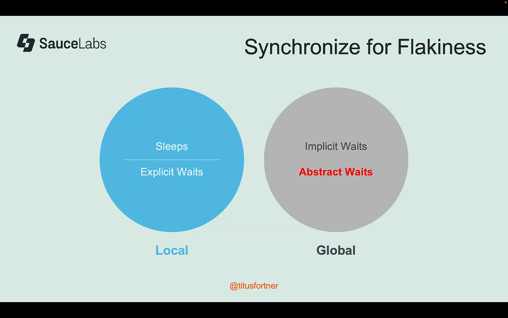So there are 4 different approaches to doing synchronization. There are local options and global options. The local options include hard-coding sleeps and doing explicit waits. And then the global options include implicit waits and abstract waits.